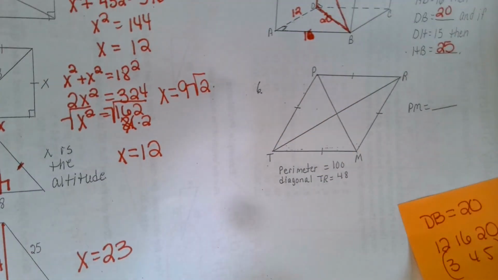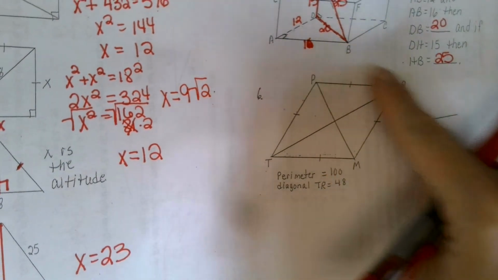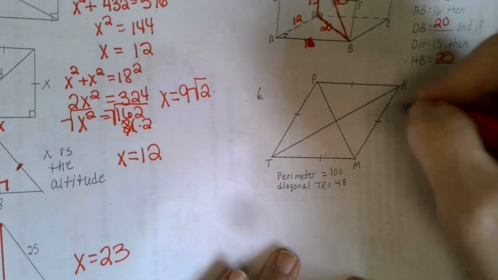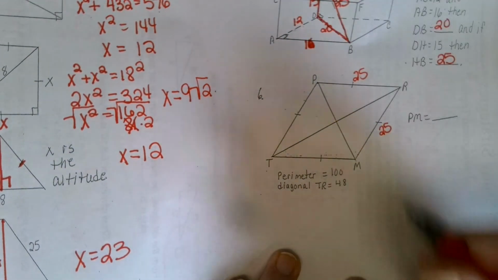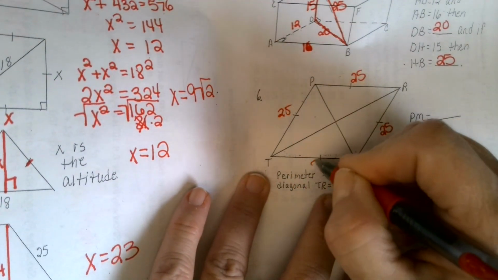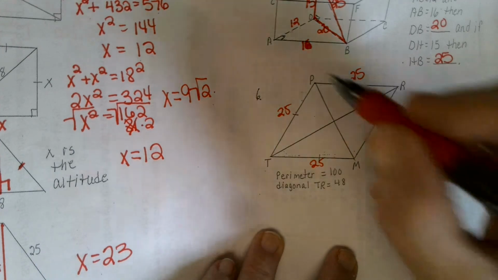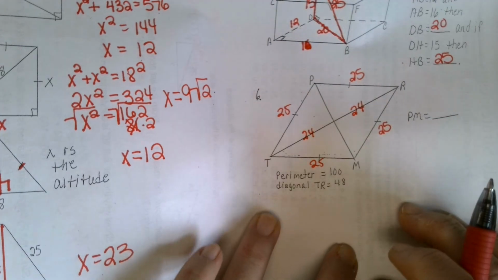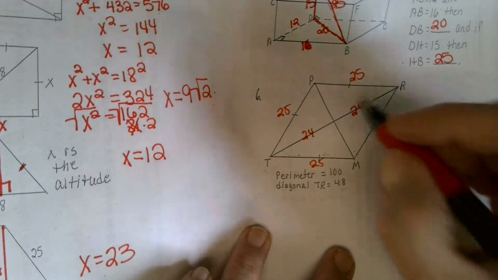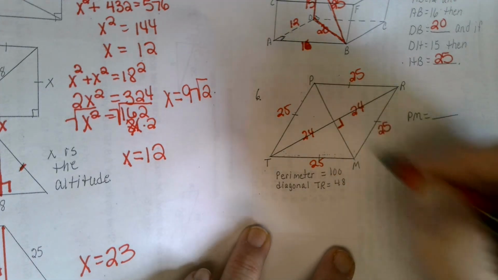Okay, let's look at number 6. We are given that the perimeter is 100. This is a rhombus. So that means if this adds to 100, these are each 25. I'll put it all the way around. We are told that diagonal TR is 48. So that means this is 24 and 24. And then remember, a rhombus has a right triangle. So we want to find what PM is.